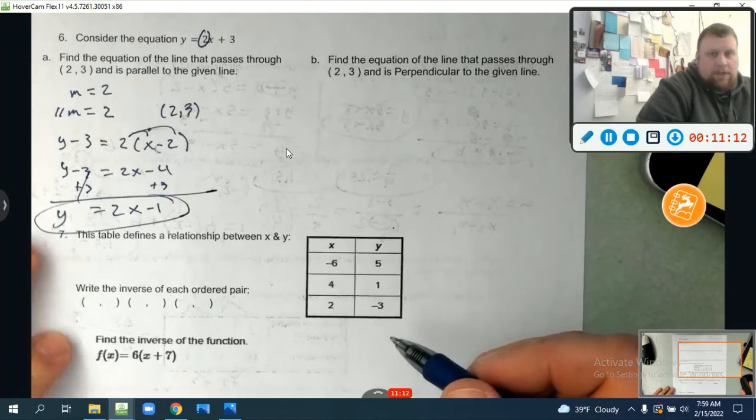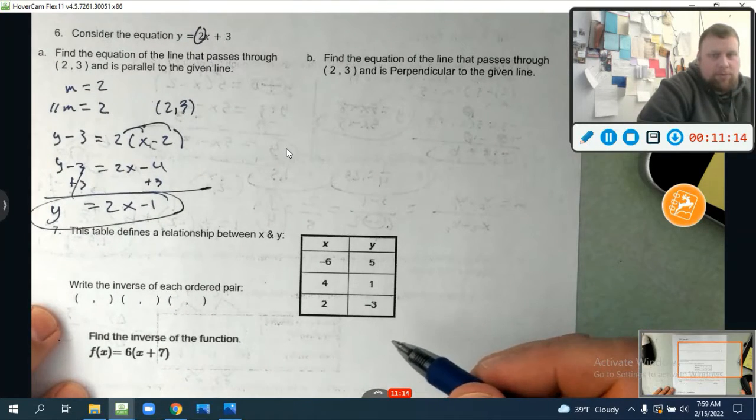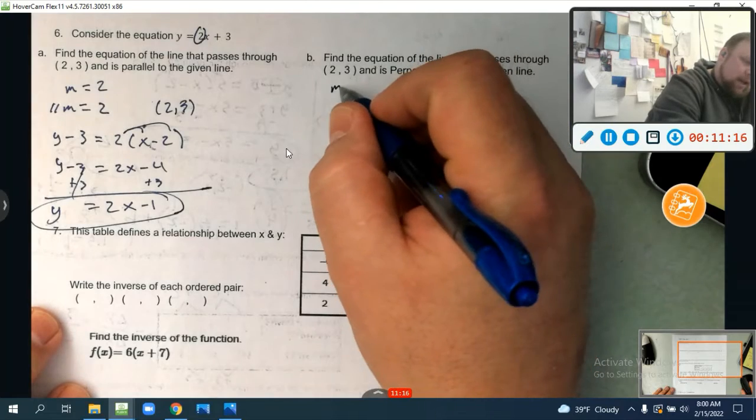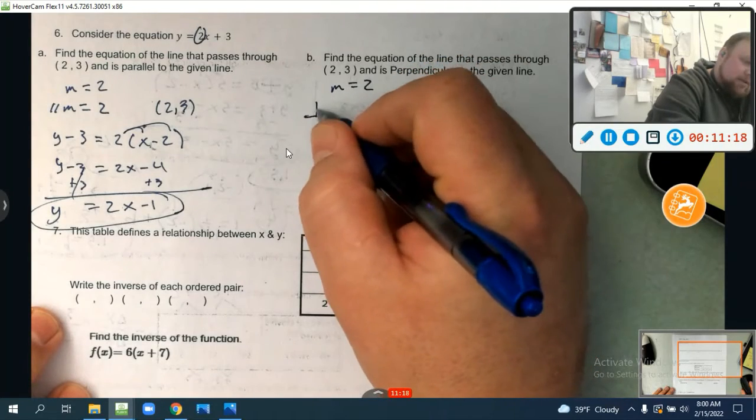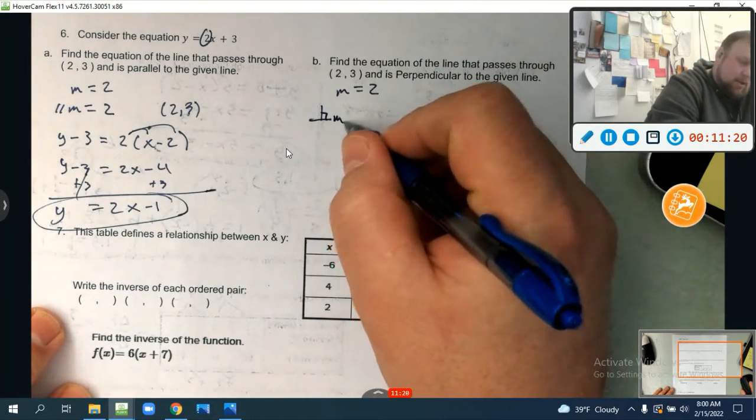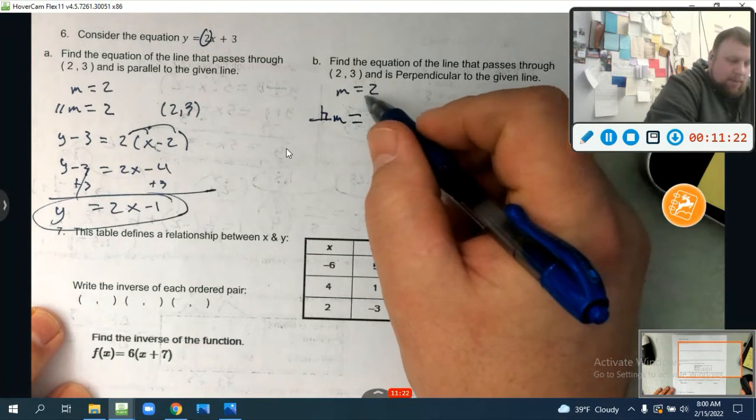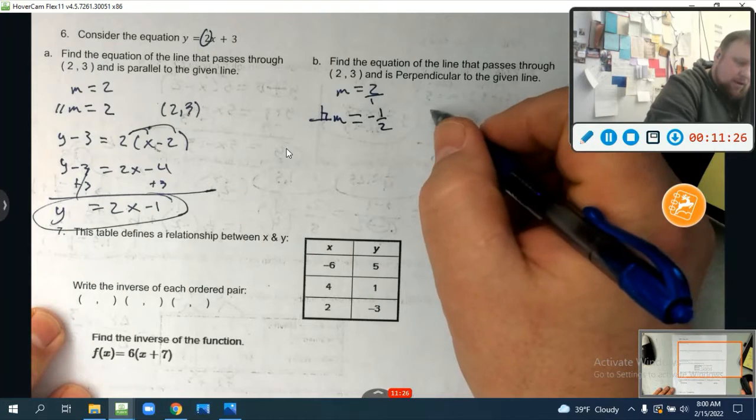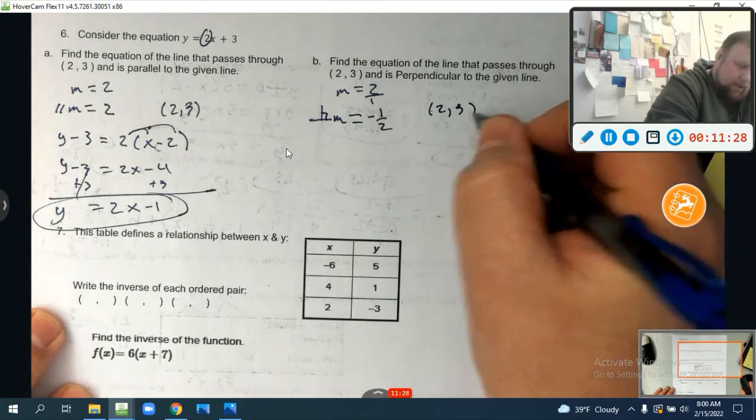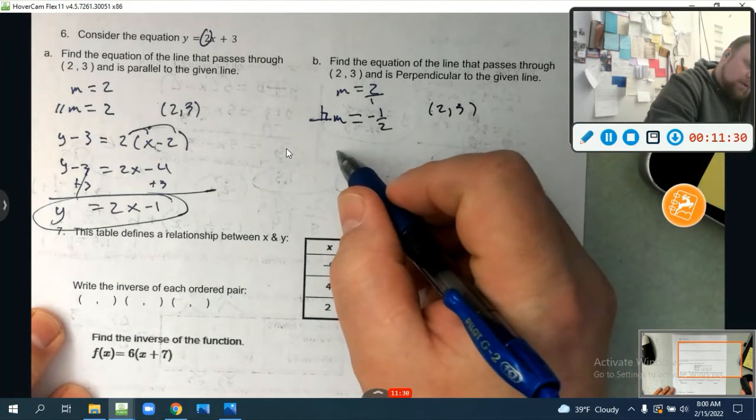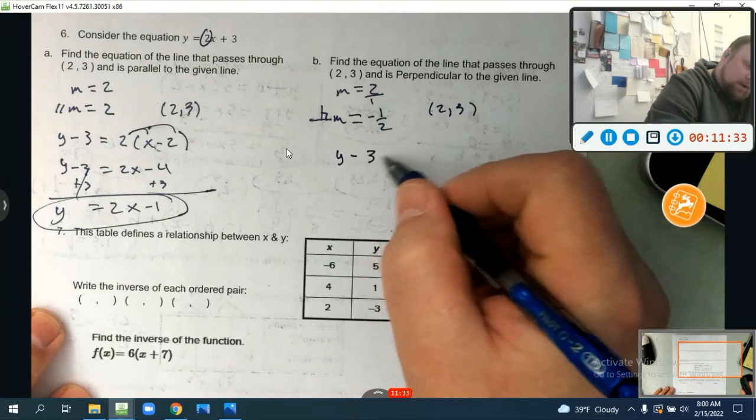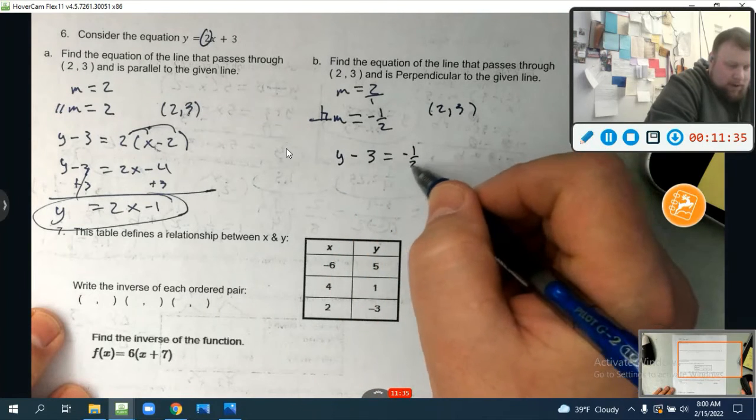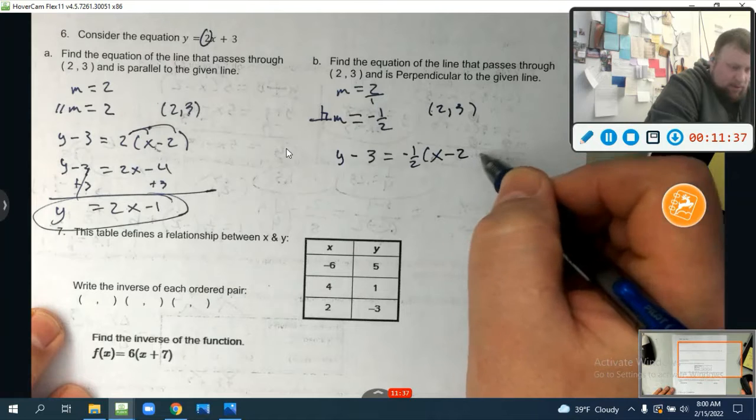Now, it's going to get a little different. It says find the equation of the line that passes through (2, 3) and is perpendicular to the given line. Well, if our slope is 2, the perpendicular slope, that's what that little sign means, is equal to the negative flip. Remember, I can write that over 1, so it's going to equal negative 1/2. Again, for the point (2, 3), I'm going to have y minus 3 equals negative 1/2 times x minus 2.